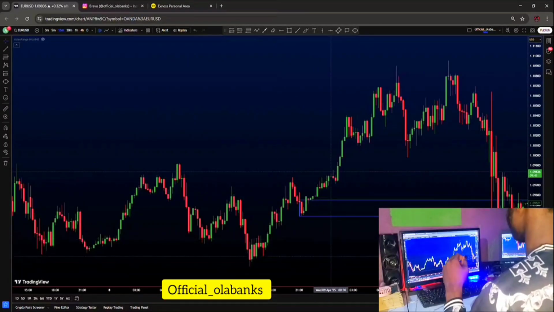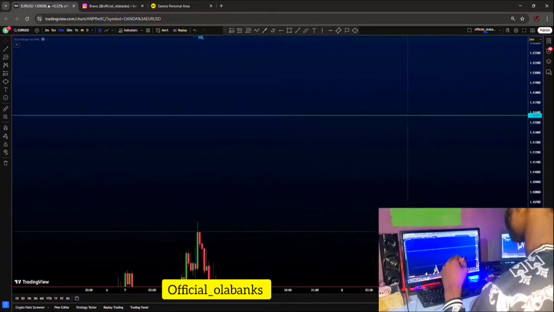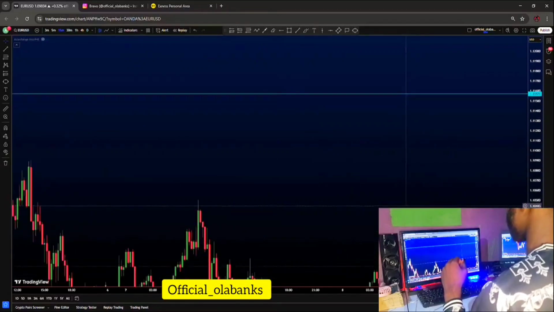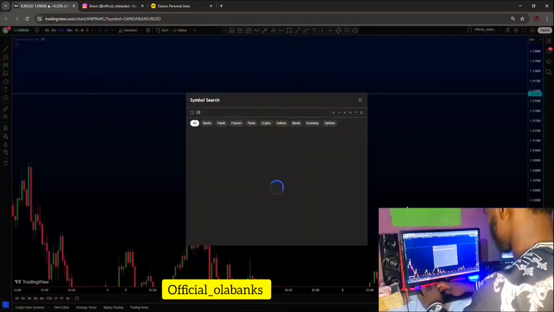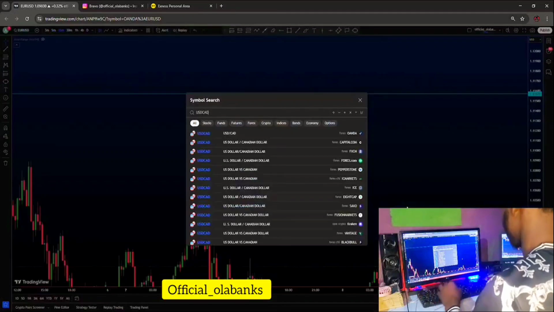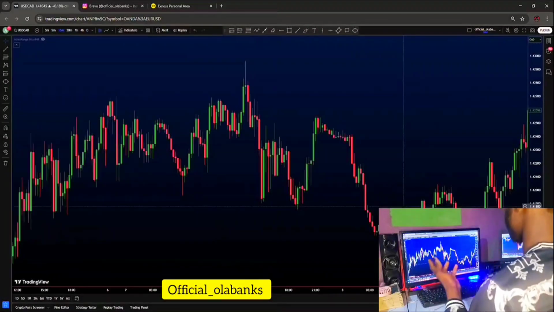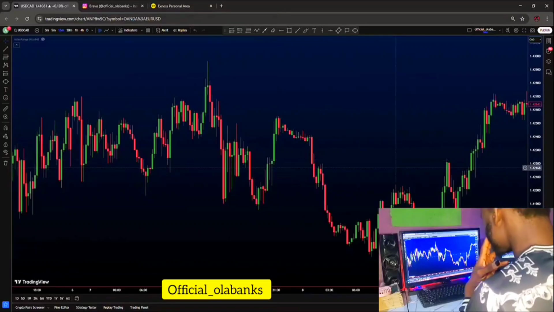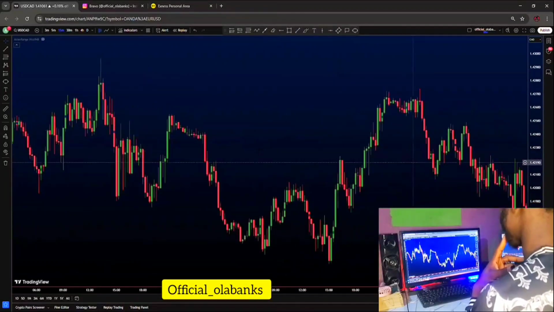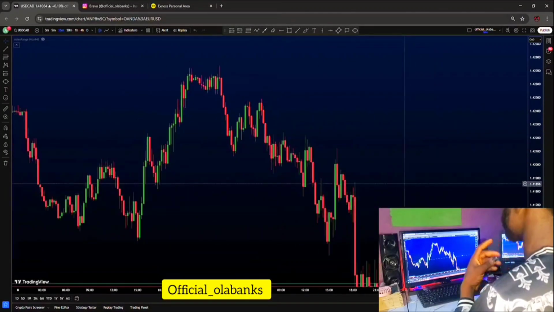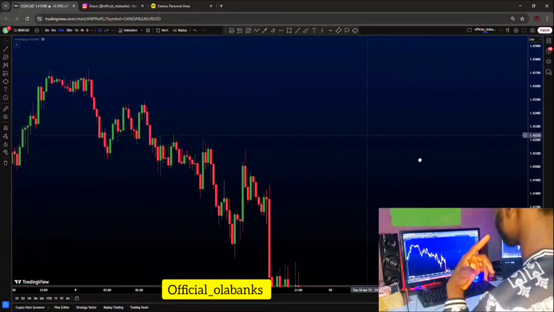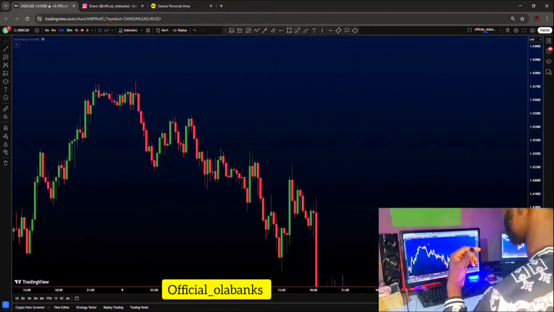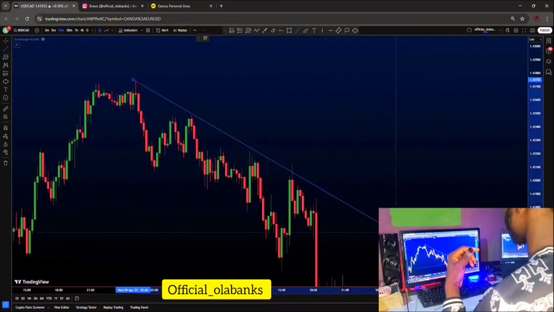Now let's say this is another example. Let me use USD CAD. Let's use USD CAD for this example. So for USD CAD, let's see. Okay, so that was a buy analysis. So let's see a sell analysis, if you can see anything.